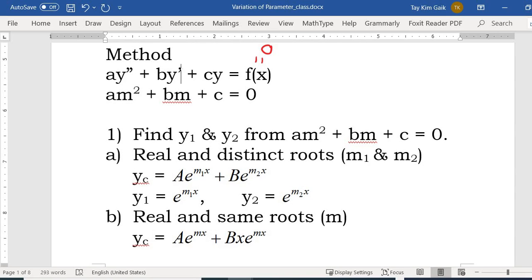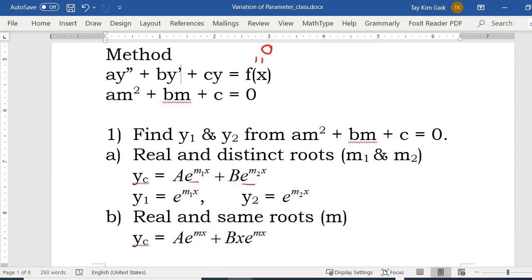In the first case, we have real and distinct roots, which means m1, m2 are real numbers with different values. Then the yc, the homogeneous solution, will be A e^(m1 x) plus B e^(m2 x). So the y1 is you just eliminate the constants A and B. The first one here is y1, and this will be y2.